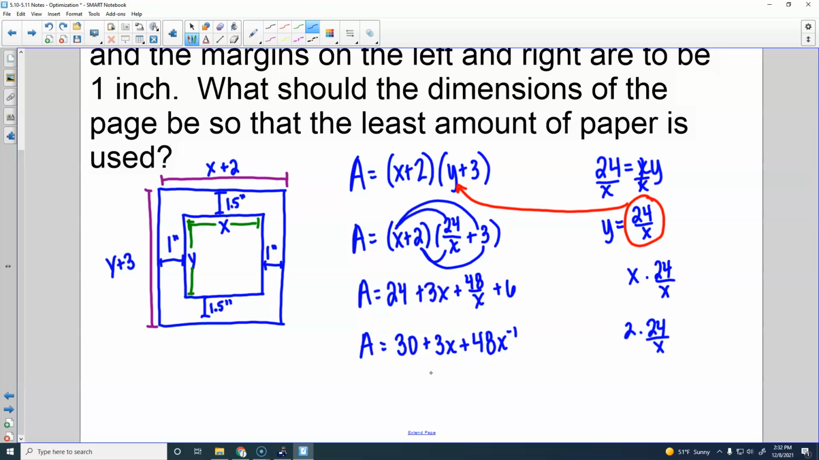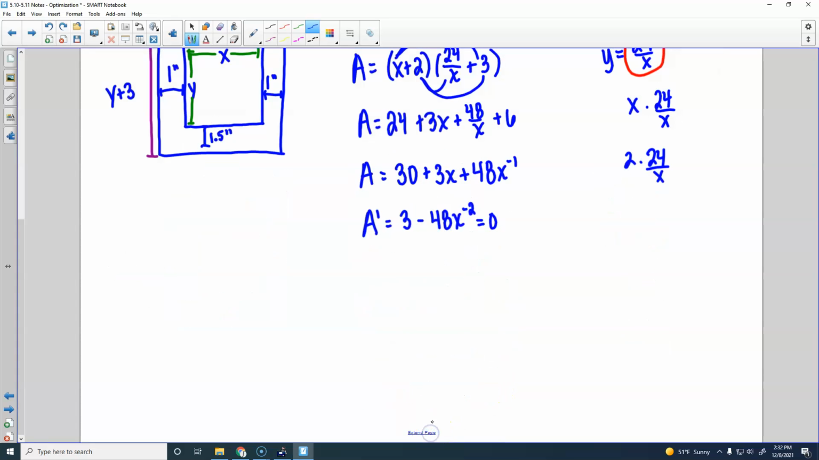We all okay here? All right, so we're going to take the derivative of this. A prime is just going to be 3 minus 48x to the negative 2. We're going to set that equal to 0. So that's going to be 3 equals 48 over x squared.